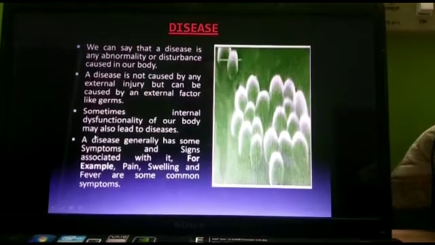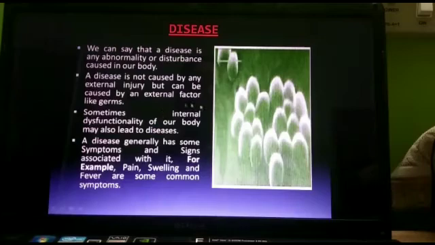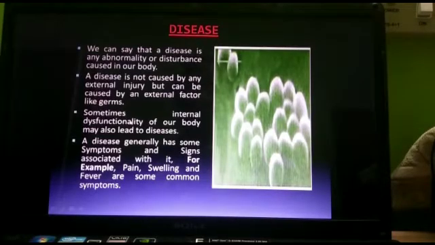Basically, the causes of disease can be internal, as when any of my organs is not functioning properly. That means the cause of the disease is internal, inside our body. Now, there are some external causes of disease as well. That is microorganisms. Disease causing microorganisms like germs are the external causes of disease. So basically, disease can be caused by two factors. First comes internal, that is inside our body, and second comes external, that is disease causing microorganisms, also called pathogens.